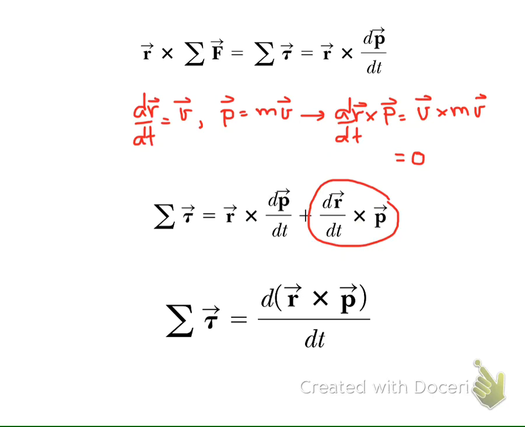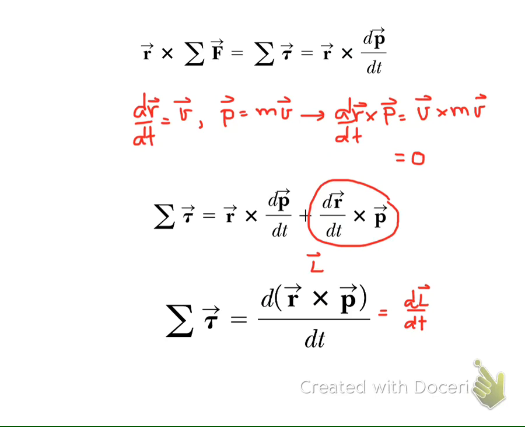The reason that we add this term is that we can rearrange the sum to be d by dt of r cross p. This is from the definition of the derivative of the vector product. So r cross dp by dt plus dr by dt cross p is equal to d by dt of r cross p. But from the definition of angular momentum, r cross p is L. So this is dL by dt.